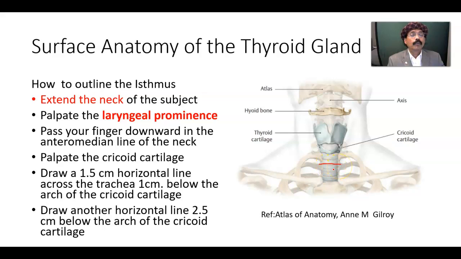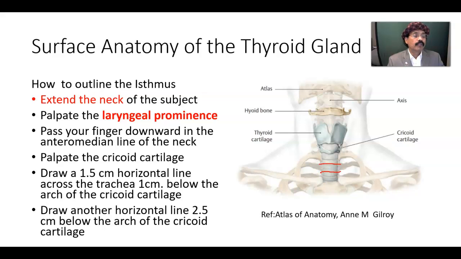We have to draw another horizontal line 2.5 centimeter below the lower border of the cricoid cartilage. This is also the lower border of the cricoid cartilage, that is 1.5 centimeter. Now we'll go to the second line, that is also horizontal, again 1.5 centimeter, but it is 2.5 centimeter below the arch of the cricoid cartilage. We've done that.